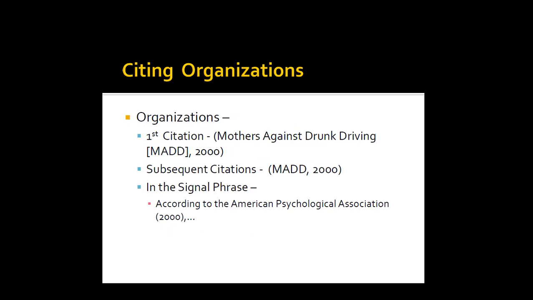When citing organizations, the first time you'll use the full name of the organization and you'll follow that in square brackets with their abbreviation. In this example, Mothers Against Drunk Driving, enclosed in square brackets are the letters MADD. Subsequent citations, you'll just use the acronym. When using the organization in the signal phrase, you will actually spell out the name of the organization and then follow it with the year of publication.